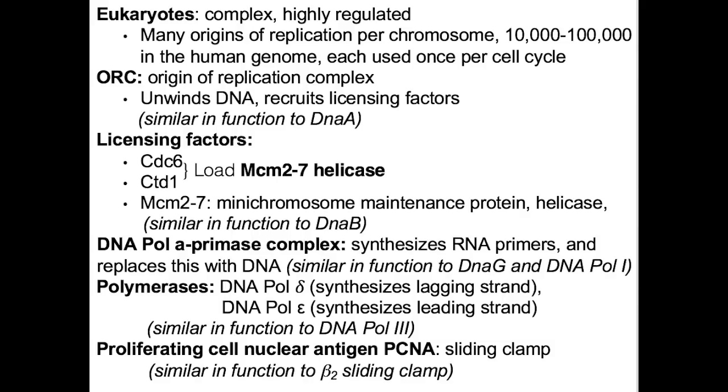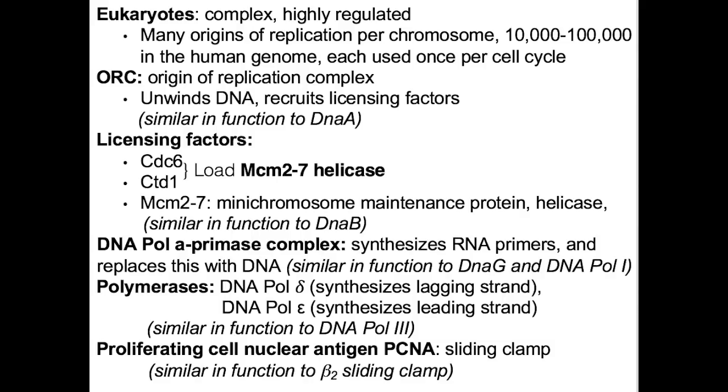Similar to E. coli, there will be 2 MCMs loaded onto each origin of replication, one going to the left and one going to the right. So there will be several of these helicases loaded onto the chromosome prior to S phase. During G1, ORC binds, unwinds the DNA a little bit, recruits CDC6 and CDT1, and the MCM27 helicase is loaded and ready for S phase to start.